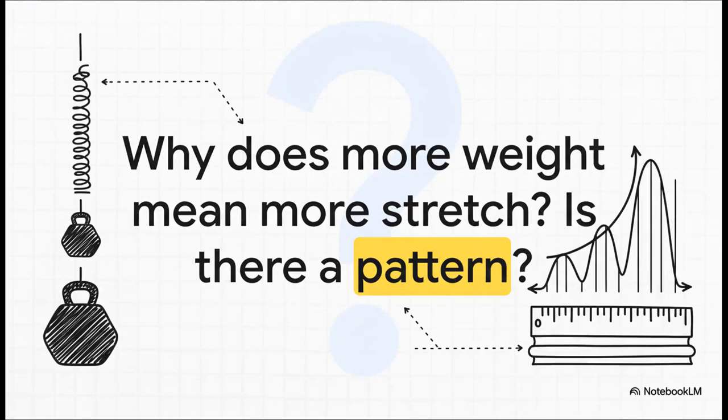All right, so let's start with a really basic question. We all know if you hang a heavy weight on a spring, it's going to stretch more than a light one. But is it just random, or is there something else going on, like a secret code, a precise mathematical pattern hiding in plain sight? Well, that's the mystery we're going to solve.